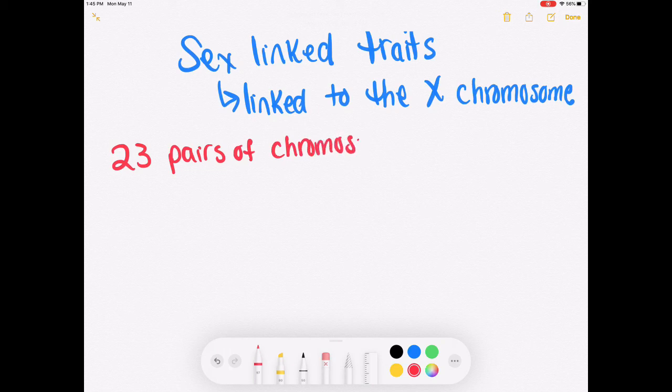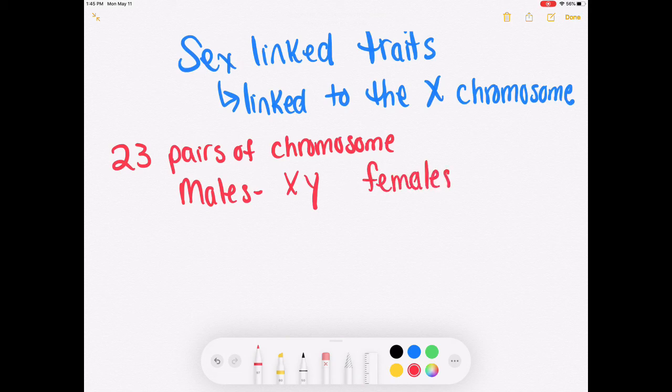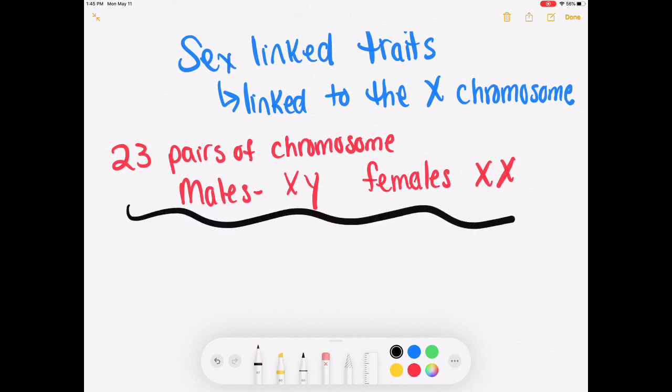I'll give you some examples in a minute, but let's just review that humans have 23 pairs of chromosomes. On the 23rd pair, that's the last pair, that's the pair that determines the gender. So if you remember, males have XY and females have XX. We're going to talk about an example of one of these traits, and that example is colorblindness, being colorblind.